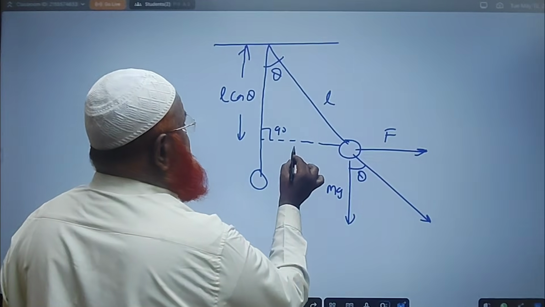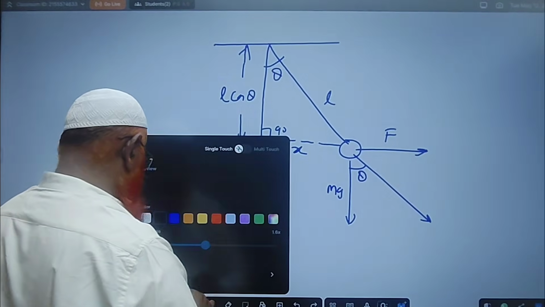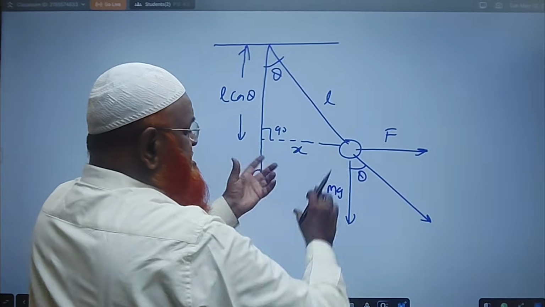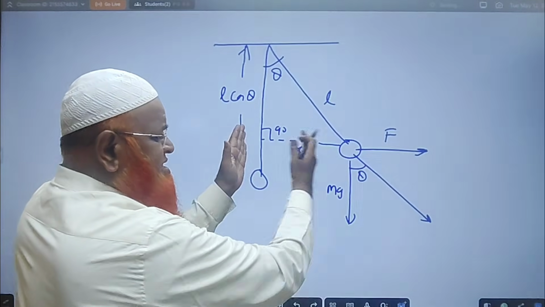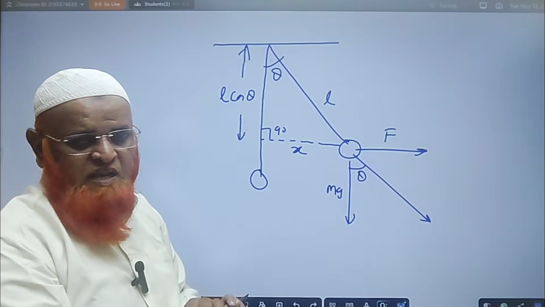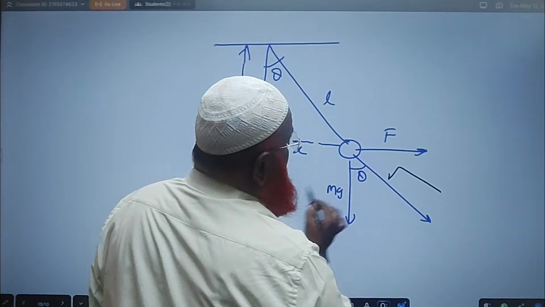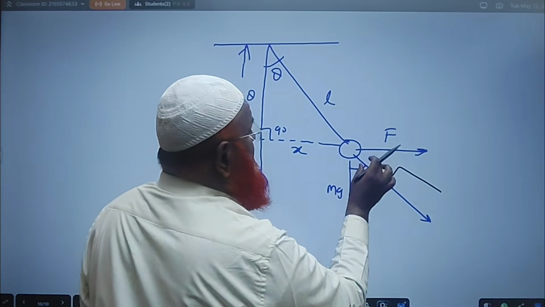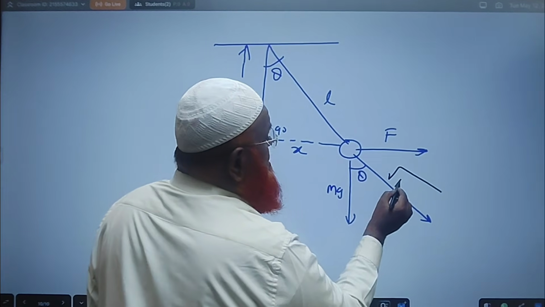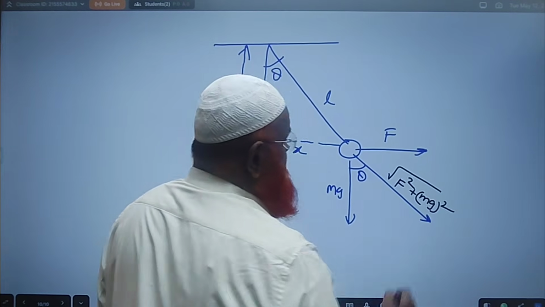And what is this distance? This is going to be x, the horizontal displacement taken by a body. Because of the horizontal force, how much distance horizontally it has moved is taken as x here. And in this direction, there is a resultant force acting. What is the resultant force here? If this is F and this is mg, the resultant force is the square root of F square plus mg whole square, isn't it?